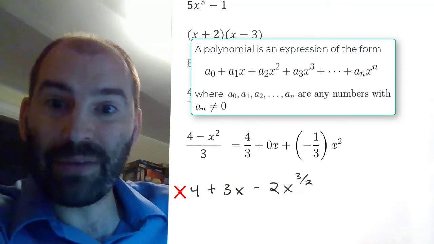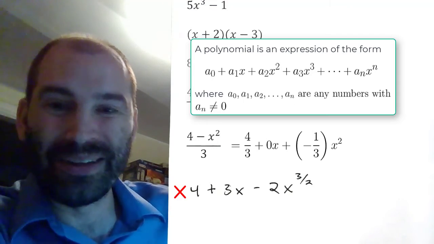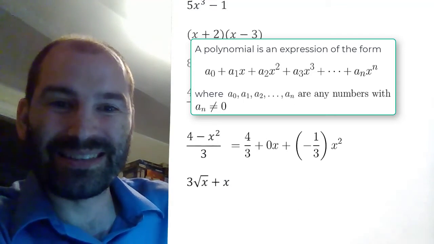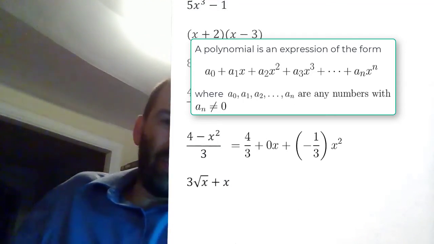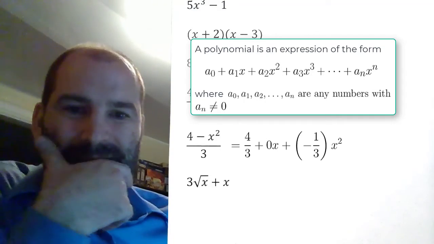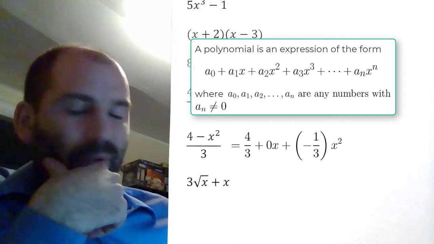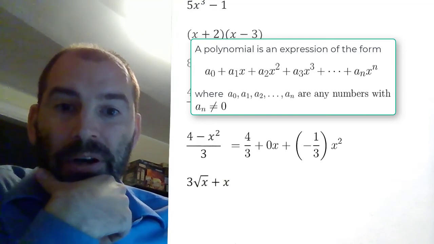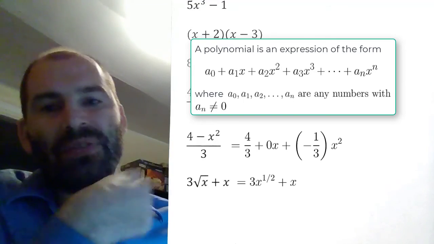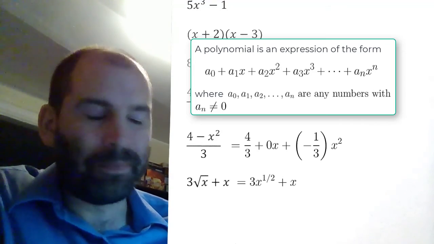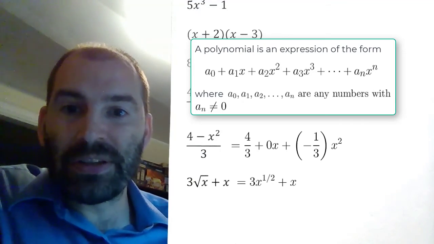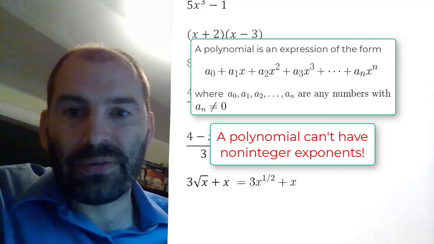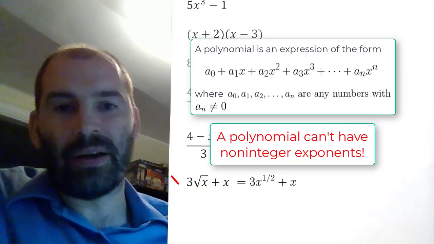And I just realized I did have one more on my list, so let's go to that one. Here we have 3 root x plus x. Is that a polynomial? Well, I can write that root x as x to the 1/2 power, right? And now we see we have the same problem we just had in the last example. Non-integer exponents aren't allowed for a polynomial, so this is not a polynomial.